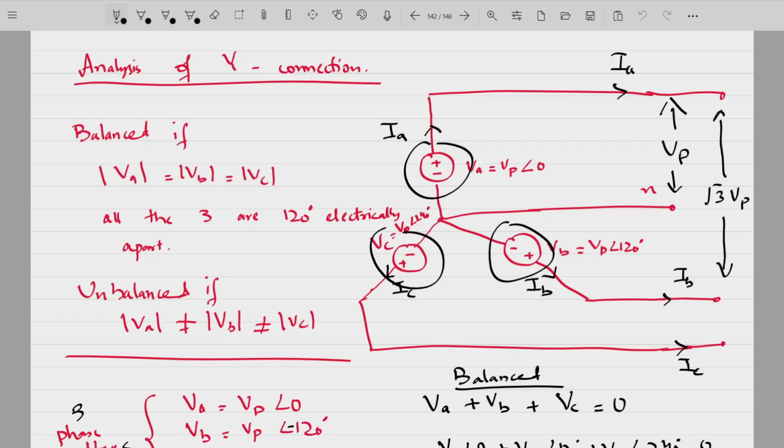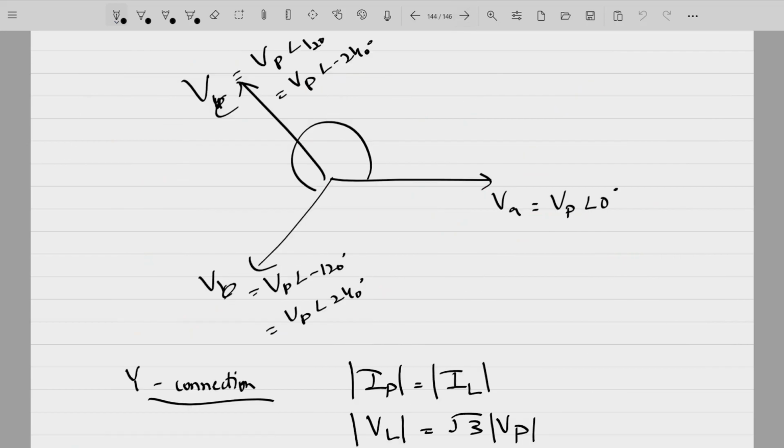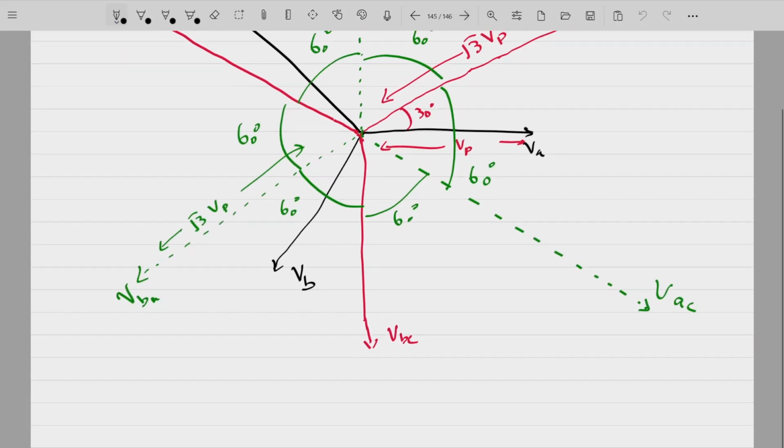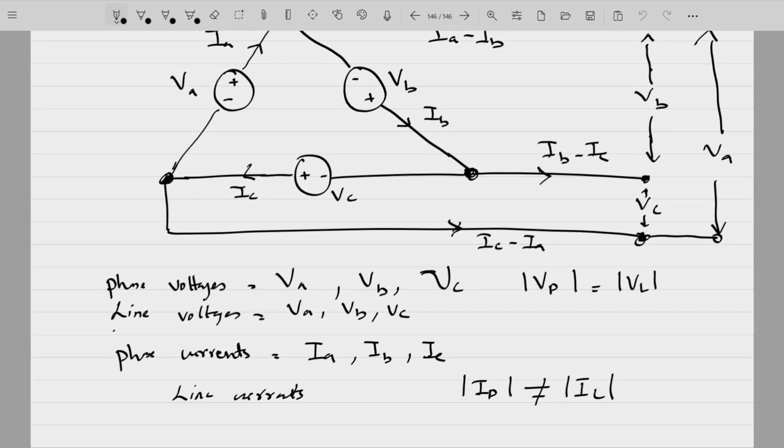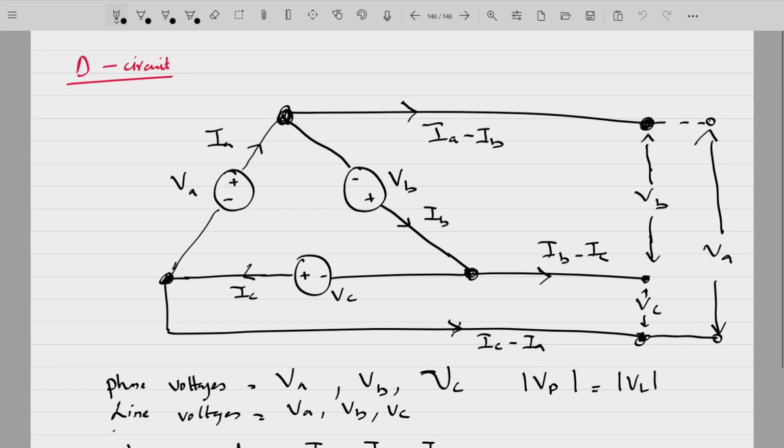While in case of a delta connection, the line current and phase current are not same. The line current will be root 3 times the phase current. Without actually knowing the load, we cannot calculate current. If there is no load, the current will be zero. So we'll have to actually have some load here and then find out the exact value of the line current.